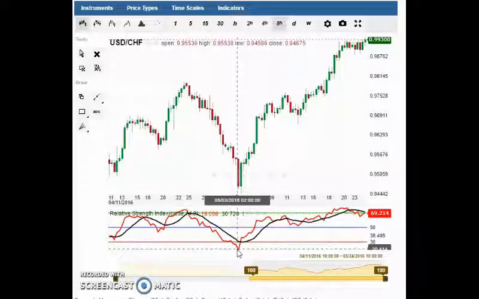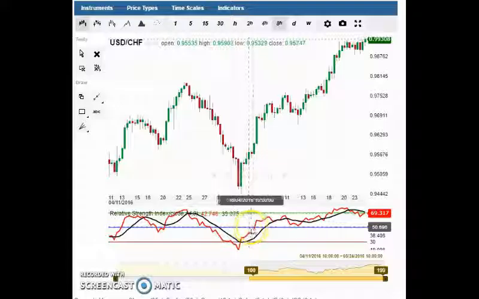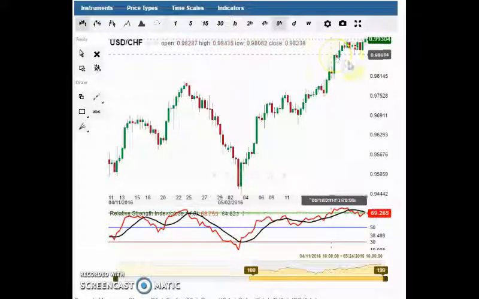So here we have below 30, we have 20.04. That means that's as low as it got, US dollar versus Swiss franc. So we have a recovery phase again. Here we are at 50, 60, and a rally. So that's basically what you should know about the relative strength index so far. Above 50, buy. Below 50, sell. Below 30, stop selling. Above 70, stop buying.